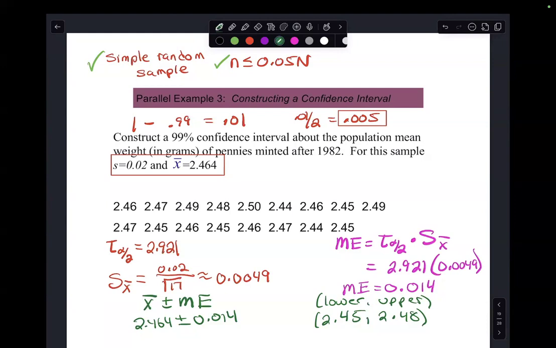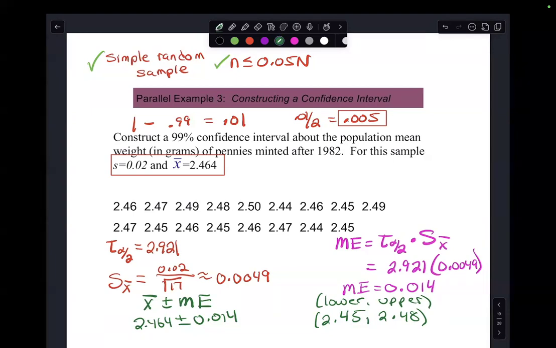So what we're doing is we're estimating the population mean. Because we don't have the population mean, we can't take every single penny out there and weigh them. We're estimating what that population mean will be. And it's going to be somewhere between those two values. So it's 2.464 grams plus or minus 0.014 grams. So it's somewhere in that interval. Questions before we move on?